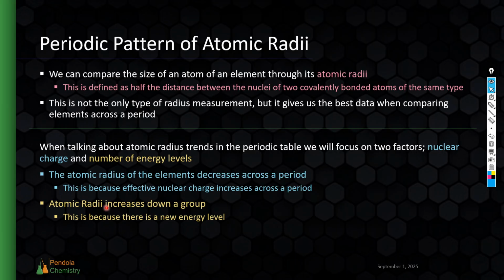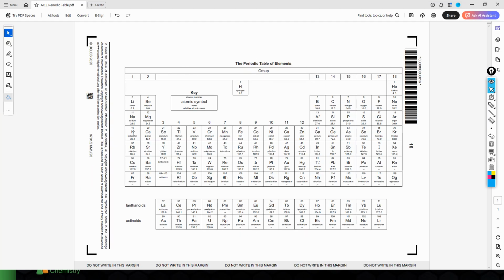Now, when do we compare energy levels? We compare energy levels when we're comparing going down the group. Atomic radii is going to increase down a group, and that is simply because there are more energy levels. There are new energy levels as we go down the group. And that's very simple. We can take into consideration, for example, in group 1, as we go from period 1 all the way down to period 7, we have 1 energy level in period 1, 2 energy levels in period 2, 3 energy levels in period 3, so on and so forth.